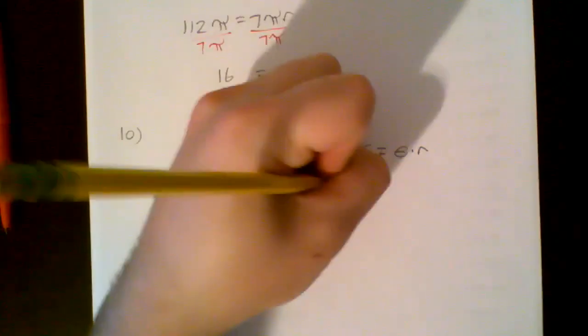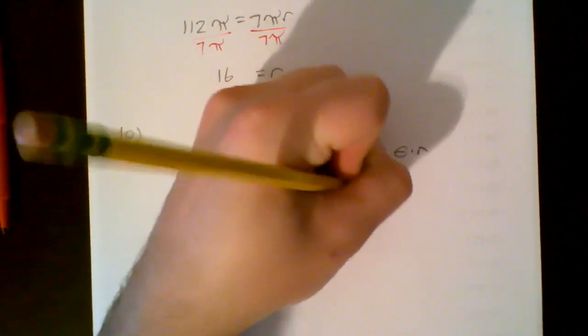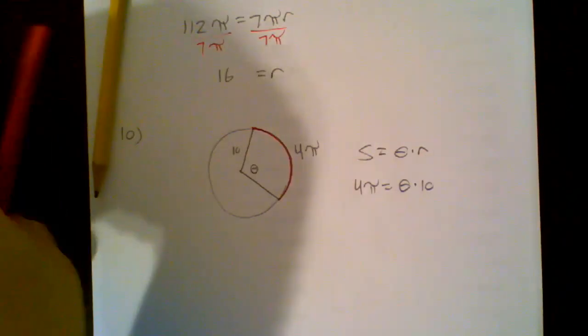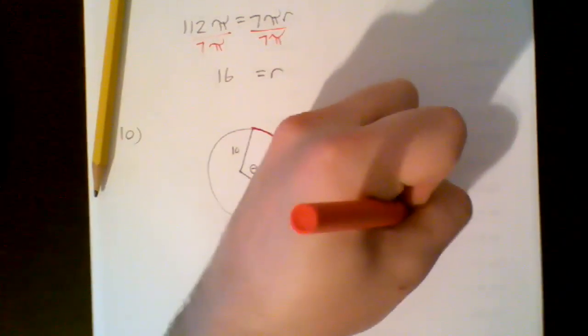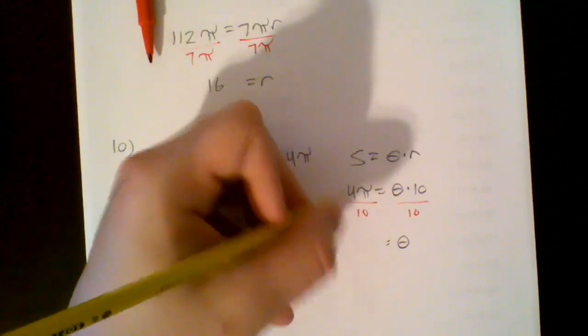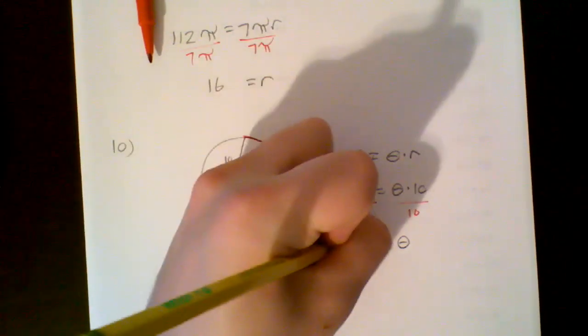So 4 pi equals theta times our radius of 10. It's just a one-step algebra 1 problem. Divide both sides by 10. We're going to get theta equals 4 pi over 10. We can reduce that down to 2/5, or 2 pi over 5.